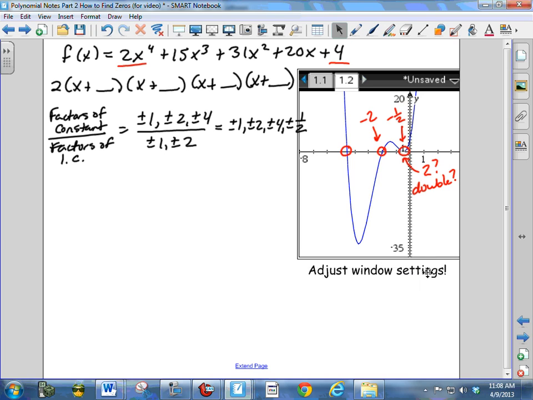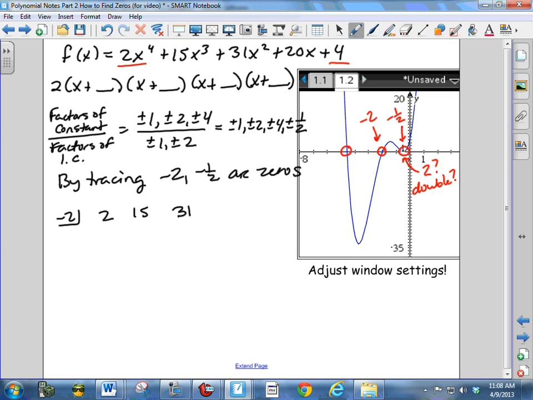And we found two of the zeros. So by tracing, we found that -2 and -1/2 are zeros. So what we're going to do is divide the polynomial by each of those numbers. So we're going to start by putting -2 in here, and we have 2, 15, 31, 20, and 4.